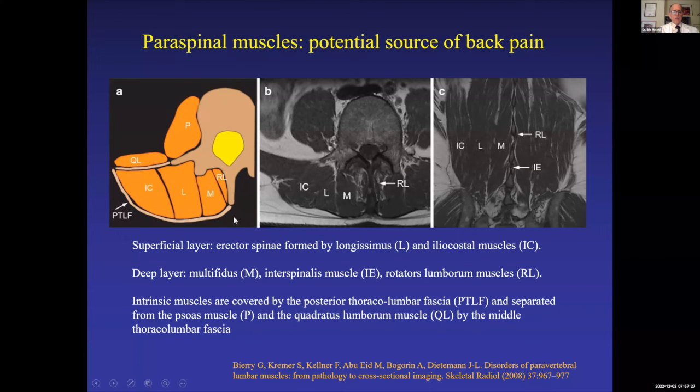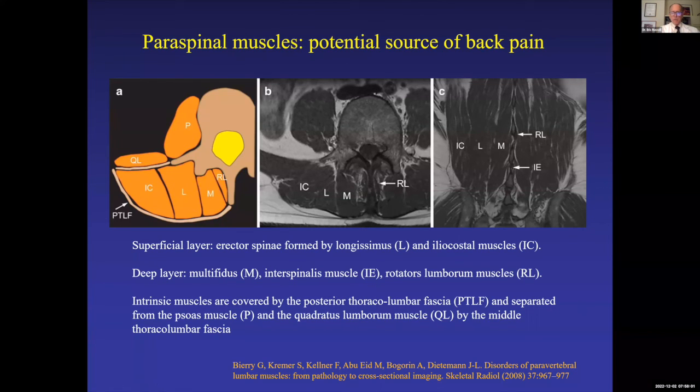Superficial layer, the erector spinae formed by the longissimus and the iliocostalis muscles and the quadratus. Paramedian near the spinous process, and just lateral to it, we have multifidus and rotatores. Here you see the multifidus and the rotator. These are normal. T1 image, they're all gray, look nice and normal.